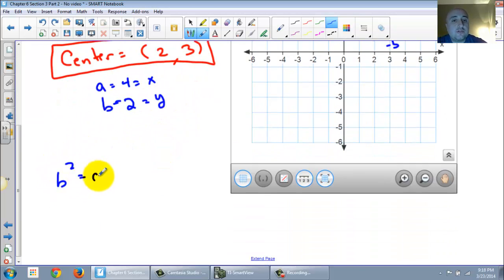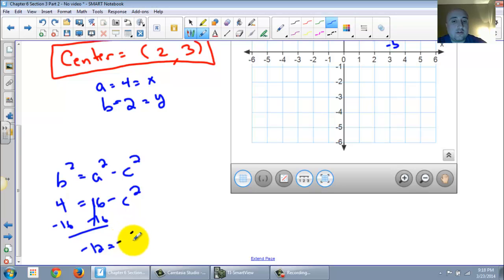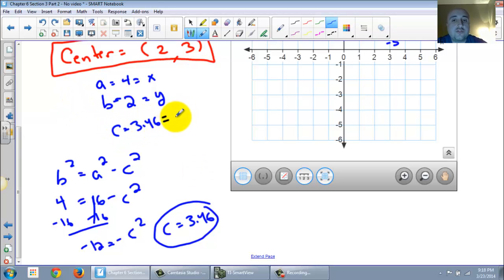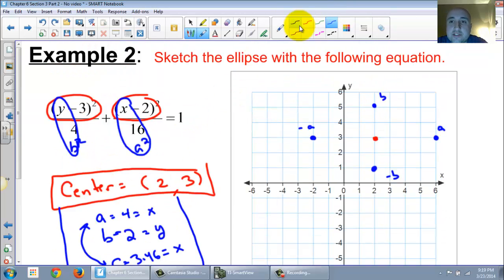B squared equals a squared minus c squared. We know a is 4, so a squared is 16. We know b is 2, so 2 squared is 4. Let's solve this. So subtract 16, subtract 16. Same thing as the last one. So it's going to be square root of 12 again, so c is equal to 3.46 from the last problem. Okay, so c is equal to 3.46, and it also is on the x because remember a and c always go together. So I find my a's and I'm going to put my c's down.